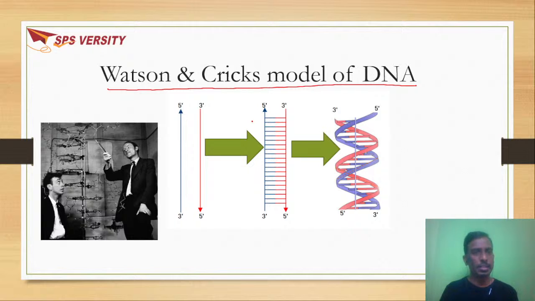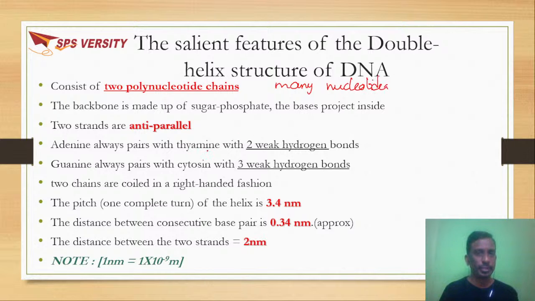In the double helix model of DNA, there are two strands which are anti-parallel. Anti-parallel means one will be in the 5 to 3 direction and another in the 3 to 5 direction, made of nucleotides. In each strand, the backbone is formed of sugar and phosphate. The two strands are anti-parallel, meaning they move in opposite directions: 3 to 5, 5 to 3.